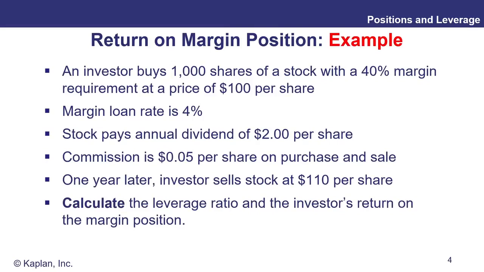So we've got an investor, they buy 1,000 shares of a stock. The initial margin requirement is 40%. So we need to put in 40% of our own money into this. The price is $100 per share. Okay, so we're going to have to put in $40 of our own money and borrow the remaining 60. We will have to pay an interest rate on that borrowing, which is 4%. There are some dividends accruing to the position. We'll keep all those, $2 per share. Commission on trades, on purchases and sales is 5 cents per share.